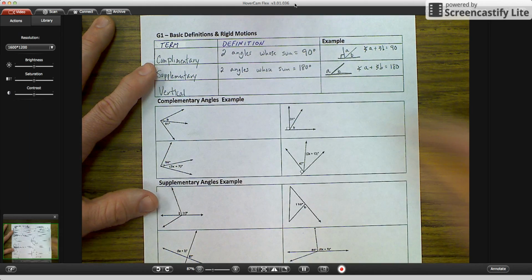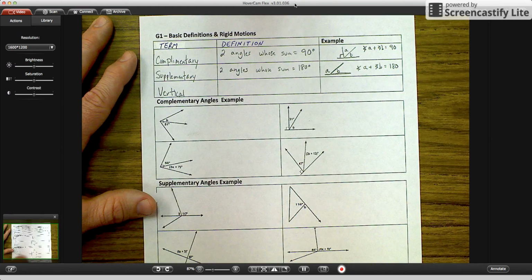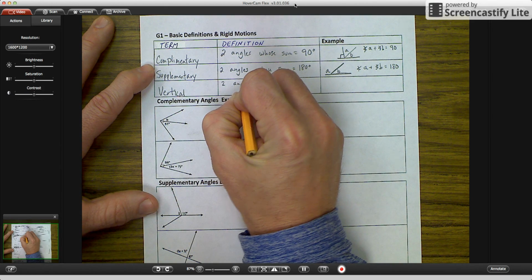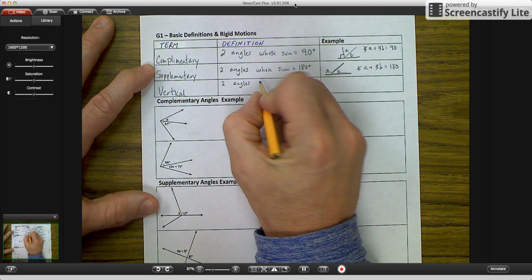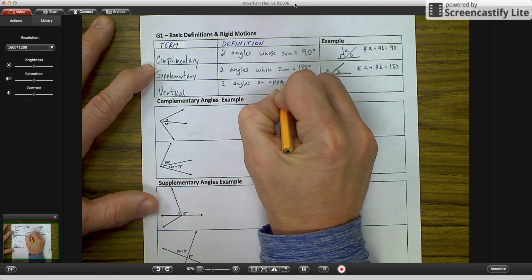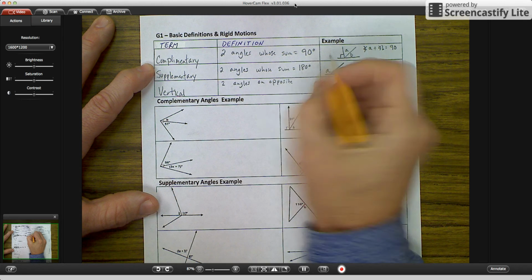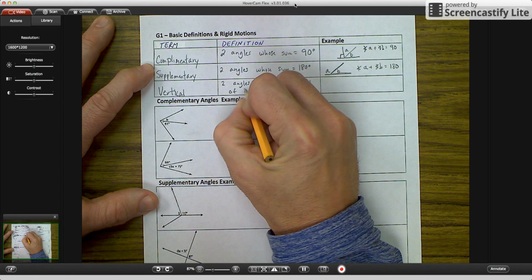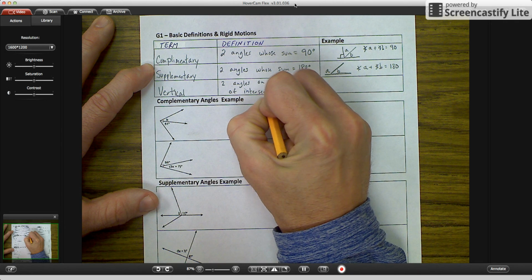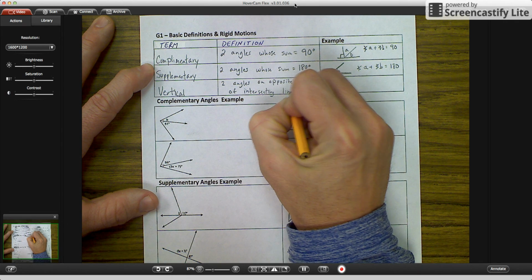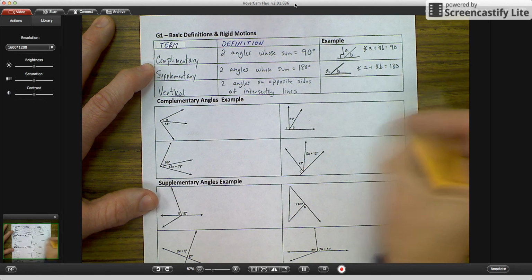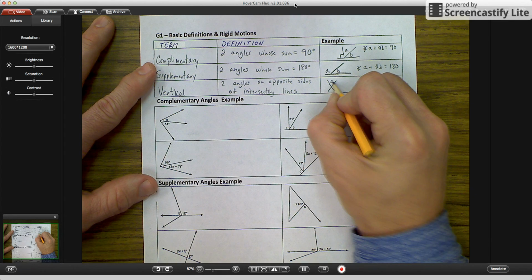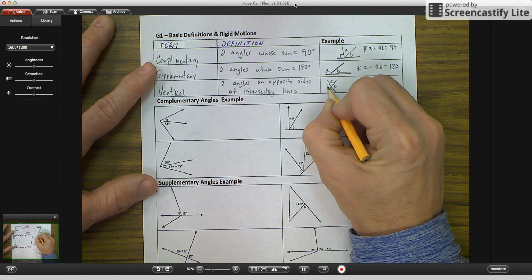Vertical angles. The definition of vertical angles are two angles on opposite sides of intersecting lines. And if you think about it this way, you could do like an X, and we could put A and B and C and D.